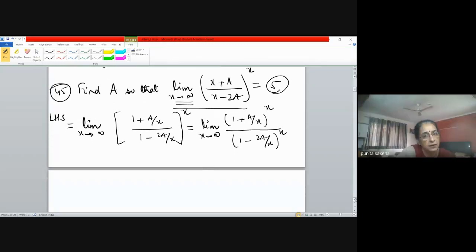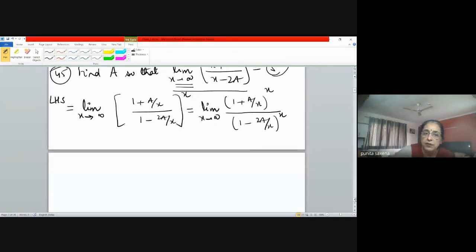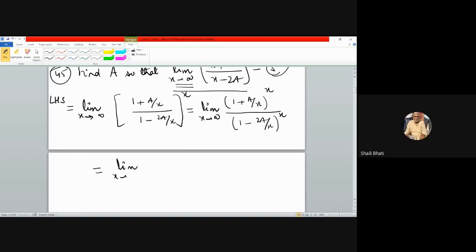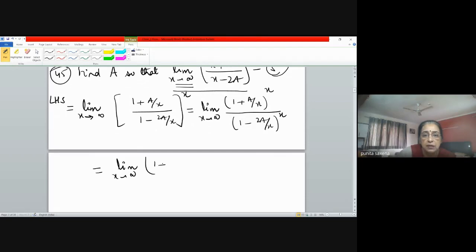Right. Now, can you use the results that we did the other day? What will be the numerator equal to? See, basically this is nothing but limit x tending to infinity (1 plus a by x) to the power x upon limit x tending to infinity (1 minus 2a by x) to the power x.